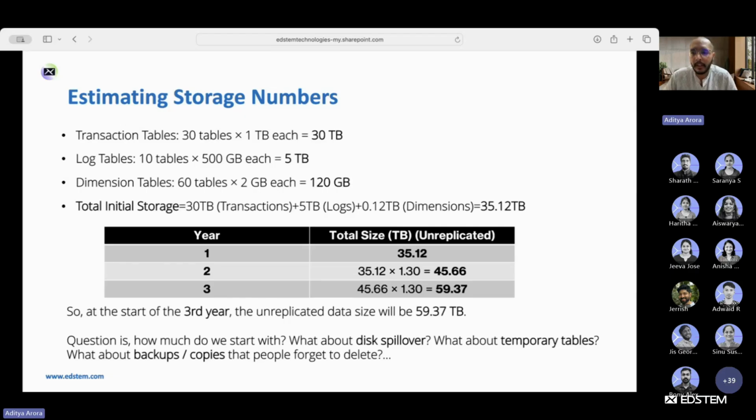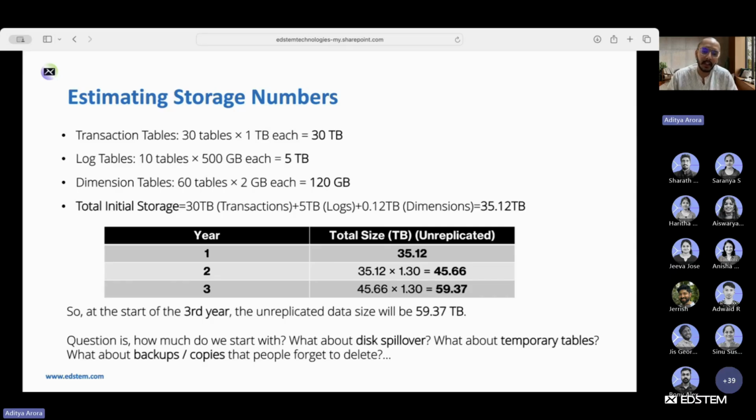So we see year by year growth. At the start of the first year, it's 35. At the start of the second year, growth at 30%, it becomes 45. At the start of the third year, it becomes nearly 60 terabytes of data. And if you're designing something for an enterprise, you think long term. So you can't think that I have a project for 6 months, I just need to design it so that it lasts probably a year. You need to think about probably the next five, right?